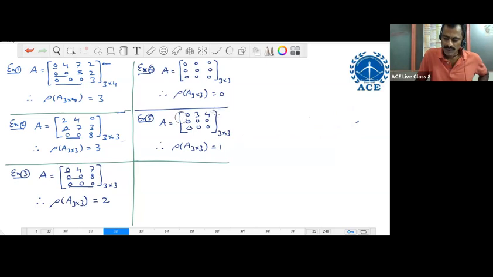Suppose this first row is also a zero row, then the rank is directly 0 only. So from this we can say that for a non-zero matrix, the minimum possible rank is 1. For a non-zero matrix, the minimum possible rank is 1 only. Examples are completed. Now I am writing one matrix here, just tell me the rank, don't write it.